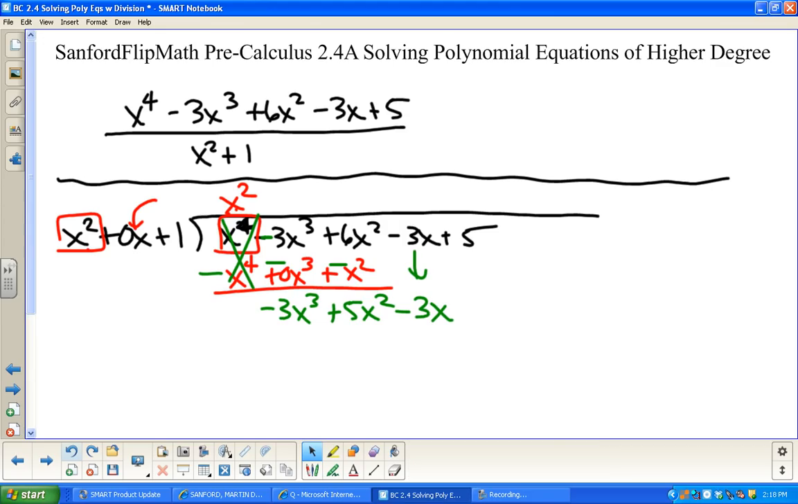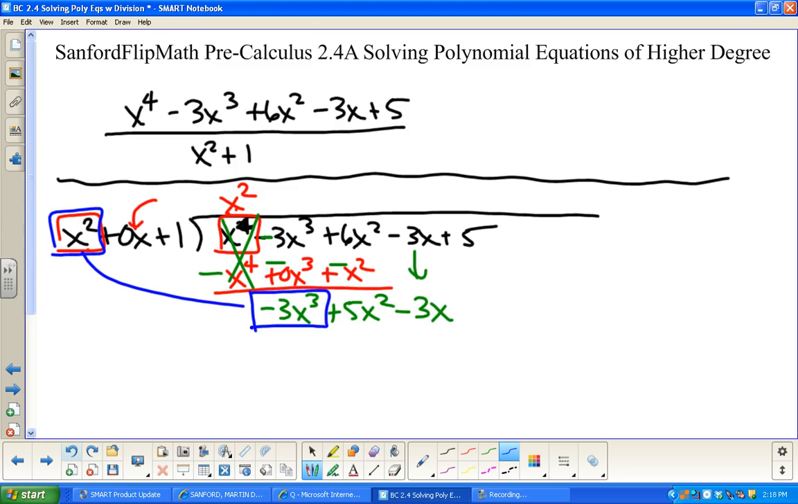Okay, here we go again. X squared times what is negative 3x cubed? Okay, so I'm looking at those. So this is going to be minus 3x. Negative 3x times x squared is negative 3x cubed. Negative 3x times 0x is 0x squared, negative 3x times 1.